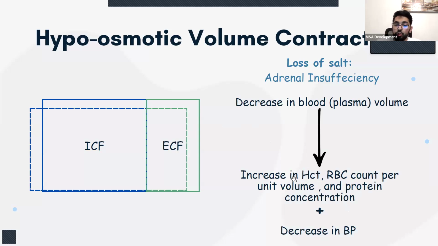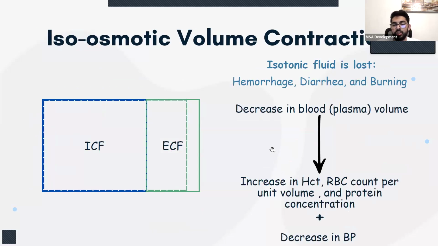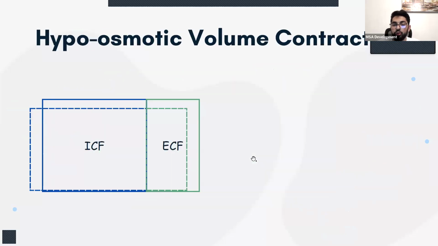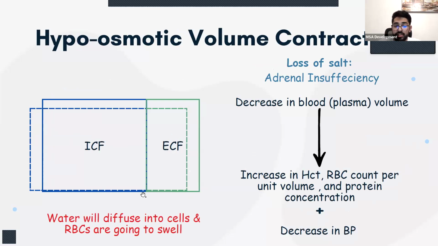The hematocrit here is going to increase, just like it happens in isoosmotic, okay? Like in any volume contraction, the hematocrit is going to increase. But what happens to the RBCs in this case? We said that fluid is going to move from outside to the inside of cells. So these RBCs are going to swell.